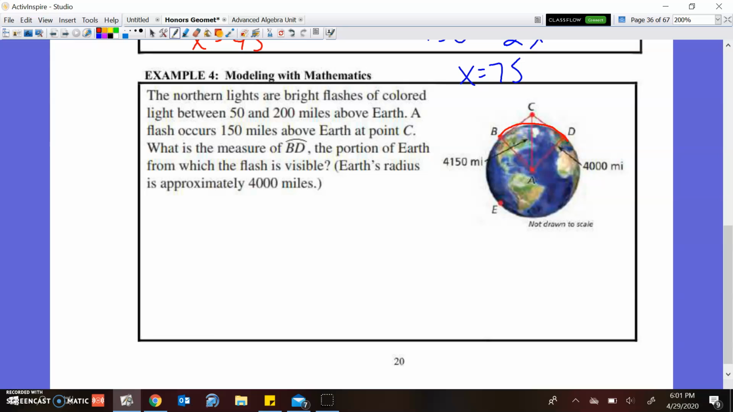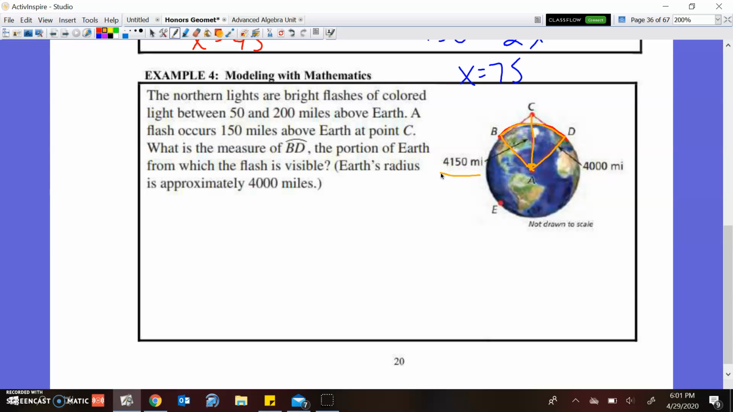All right, so they're giving us a couple of things here. First, let's just decode it. They're giving us that this is the Earth's radius approximately. So that means that this must be a central angle. Okay, so if we can find this angle, we can find this arc measure. All right, next, they give us the distance of the light straight up. So this would be 4,000, but then the light appears 150 miles above. So that entire distance, as they've written in, is 4,150 miles.